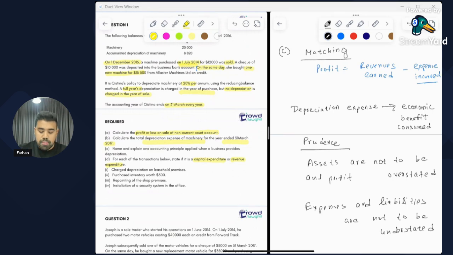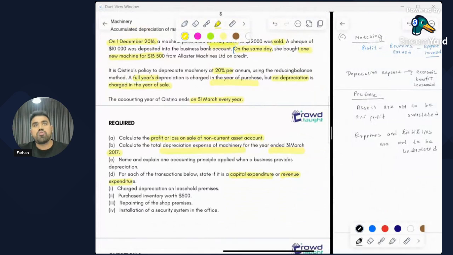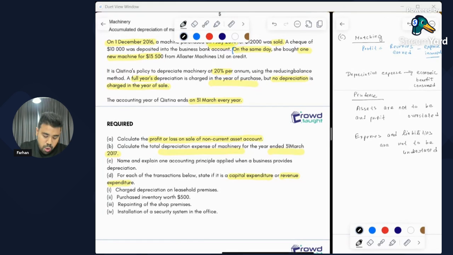Now, what do we understand by capital expenditure and revenue expenditure? All right. So capital expenditure is when we purchase a new non-current asset and when we add value to an existing non-current asset, okay? And revenue expenditure relates to the day-to-day operational expenditure of the business, all right? So in other words, revenue expenditure refers to the running costs of your business, all right? So starting with the first one, charge depreciation on leasehold premises.